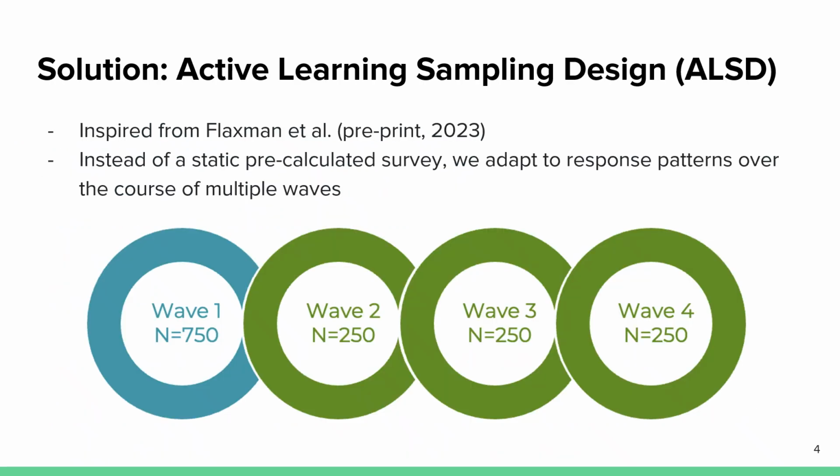So we adapted what Flaxman et al. did in 2023, where the initial pre-calculated sample was 750 and the subsequent surveys utilized active learning sampling design. The benefits of active learning sampling design is that it gives you better results, it's faster, it uses fewer surveys, it reduces costs, it improves accuracy compared to random sampling.